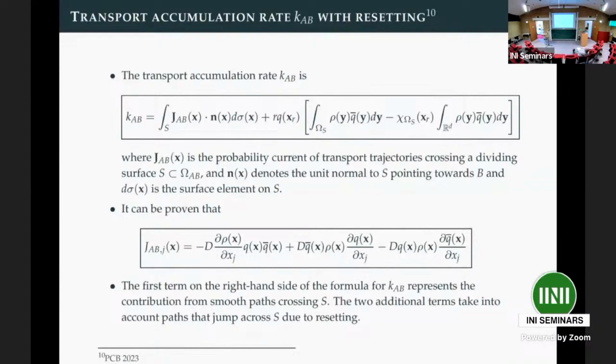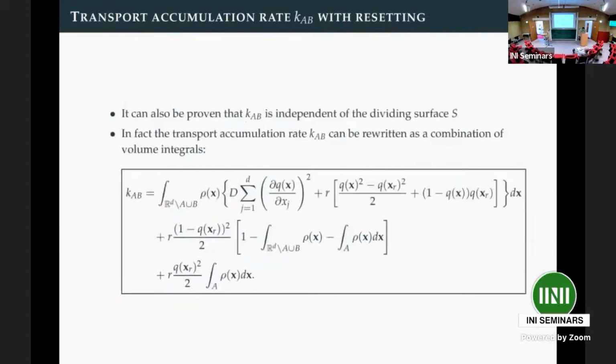But yes, the first two terms and the J_AB term are the same, but of course now you're solving for Q and Q bar in the presence of resetting, number one. And number two, you replace the stationary density for the standard Fokker-Planck equation by this non-equilibrium stationary distribution or density that I talked about in the very first few slides. So that plays a major role in this theory. Okay. So it gets quite complicated, as you can see.